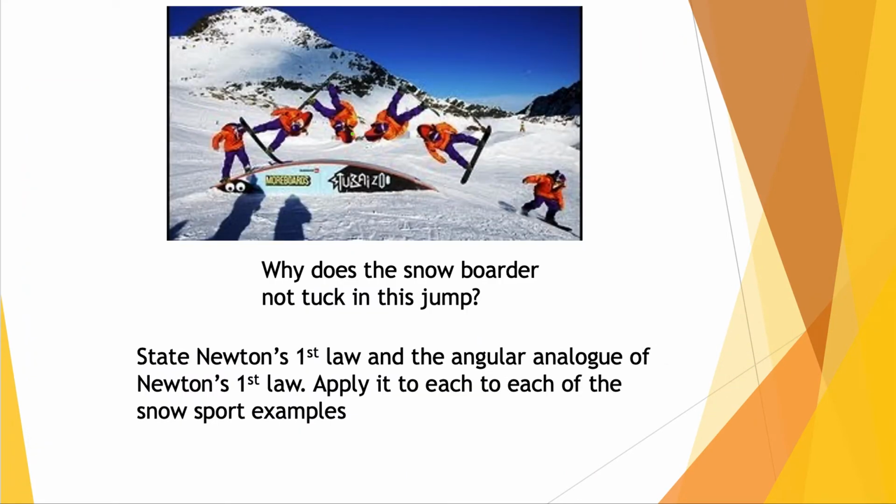So let's consider the snowboarder. We've got a different axis of rotation this time. It's the axis that comes through the front of the body, therefore it's the frontal axis this time. They're doing a side somersault, but they've chosen to do it in a straight position. So why might the snowboarder choose a straight position for this somersault?